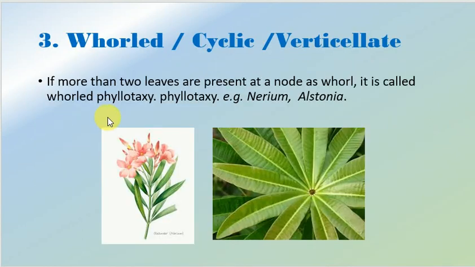Now the third type of phyllotaxy is the whorled phyllotaxy. In that, one node is giving rise to more than 2 leaves. In the alternate, one node is giving rise to 1 leaf, in opposite one node is giving rise to 2 leaves, while in the whorled phyllotaxy more than two leaves arise from the single node and give the appearance of one cycle, which is also known as a whorl. That is why the name is given whorled or cyclic or verticillate phyllotaxy. The examples are, this is the Nerium and this is the Alstonia, which is also known as the Saptaparni.